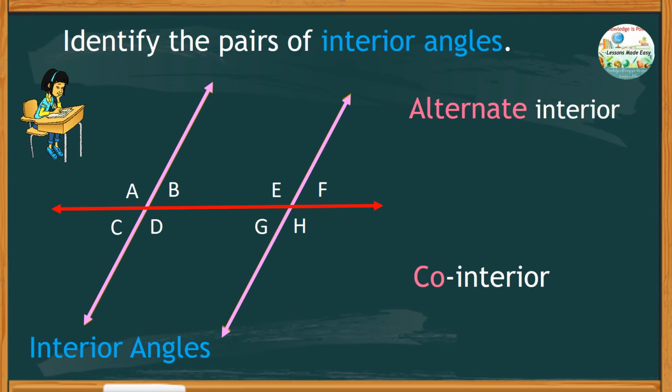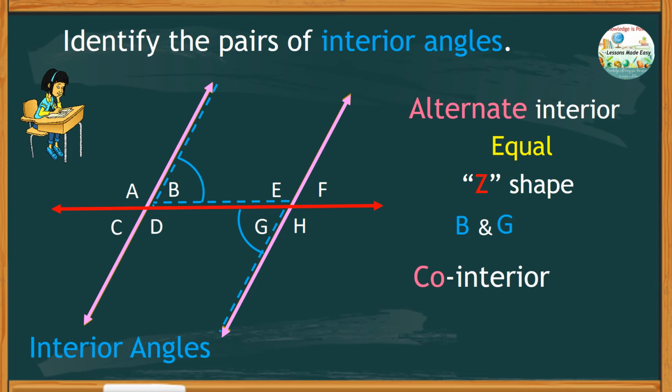Alternate interior angles are also equal, and they make a Z shape. Can you find any Z shape in this illustration? Here is one. These two are alternate interior angles, angles B and G. If you noticed, they are on different sides of the transversal, precisely why they're called alternate angles.